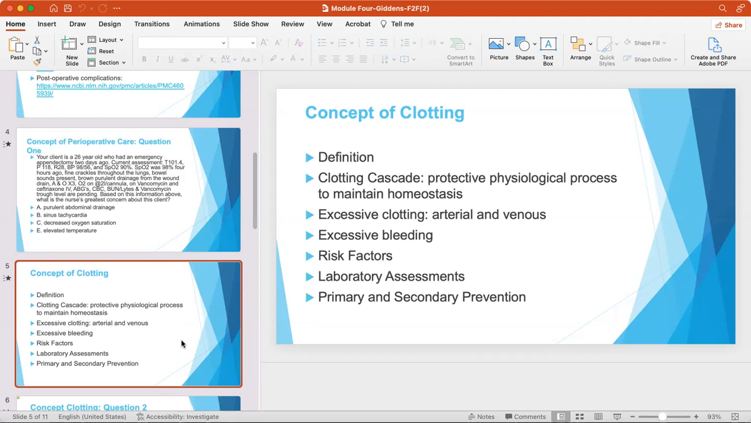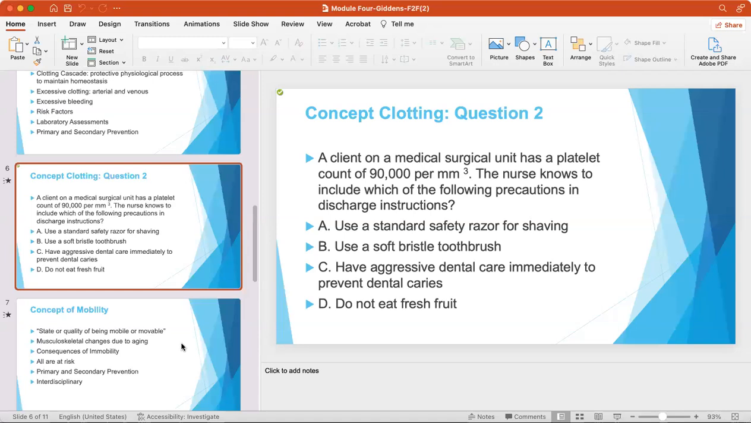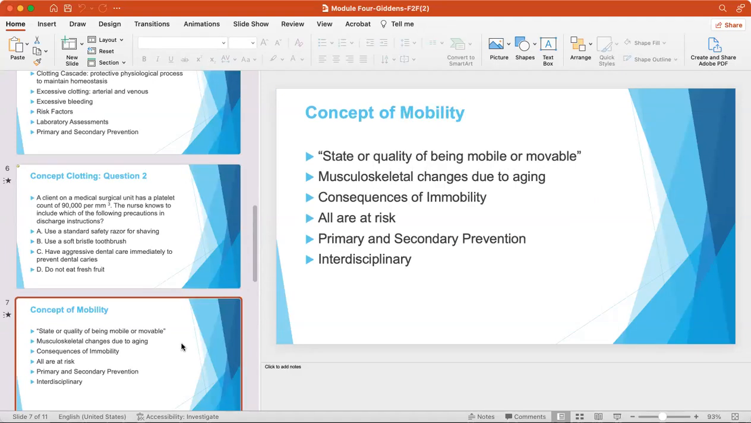All right, so question 2, sorry. Make sure you answer this in your Word document.